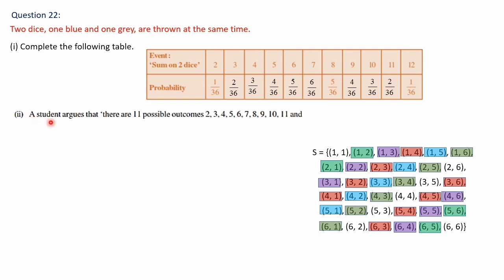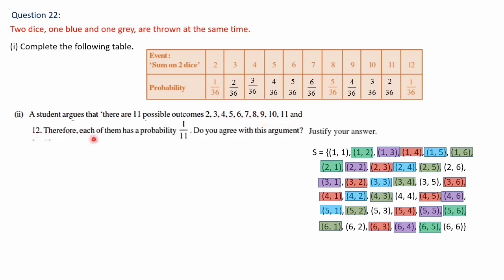Next, a student argues that there are 11 possible outcomes 2, 3, 4, 5, 6, 7, 8, 9, 10, 11 and 12. Therefore each of them has a probability 1 by 11. Do you agree with this argument? Justify your answer. There are 11 outcomes, because of that each of them is having probability 1 by 11. Actually if the probabilities are same, we can say they are equally likely, but here the probabilities are not same.